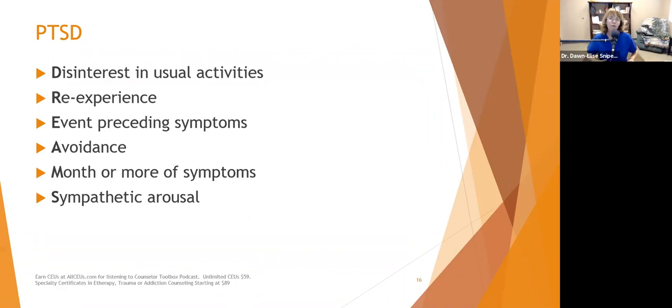So for PTSD, we're looking at dreams, disinterest in usual activities, that's the withdrawal, re-experiencing through nightmares, flashbacks, etc. Event preceding symptoms, so there was some traumatic event. Avoidance of reminders. A month or more of symptoms, so if it's been less than a month, you're looking more at acute stress disorder. And sympathetic arousal, this is your hypervigilance. Again, dreams, disinterest, re-experiencing, event preceding symptoms, avoidance, a month or more of symptoms, and sympathetic arousal.